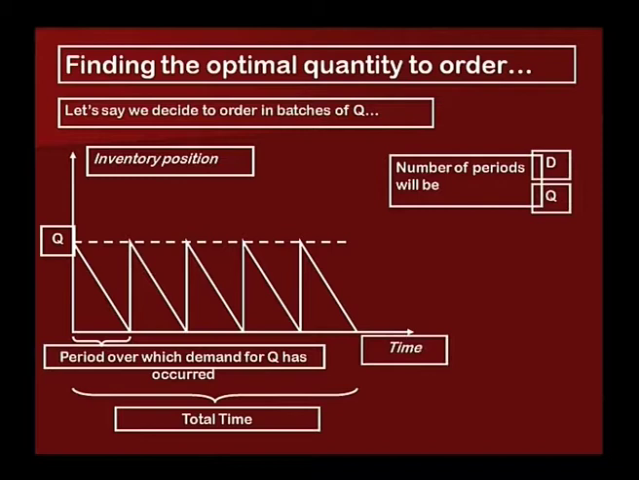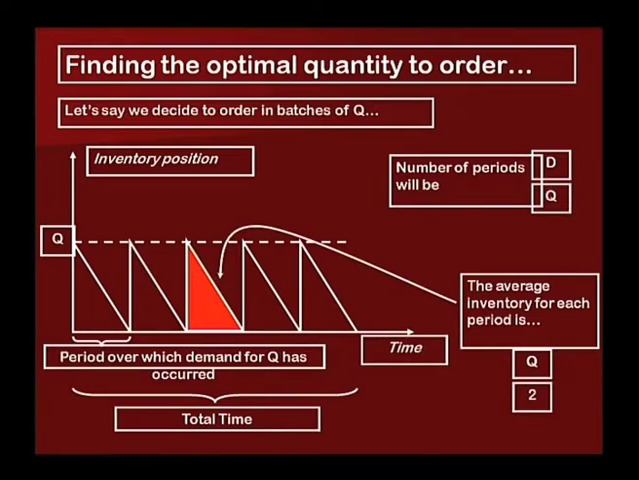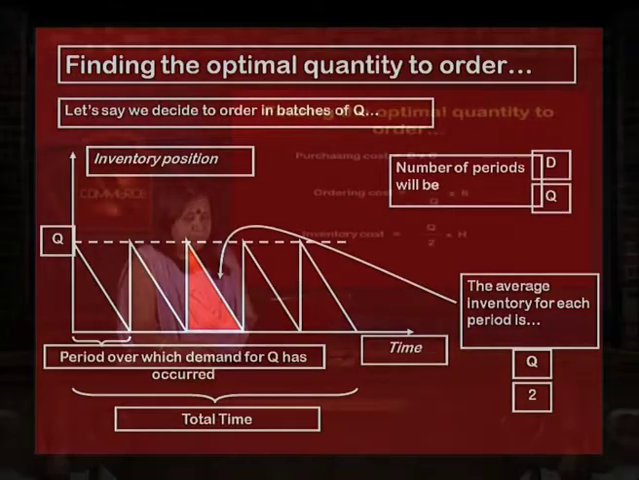On the y axis you have Q, that is the inventory, and on the x axis you have time, that is the period over which demand for Q has occurred. This is the total time involved. Each period is divided and the average is taken, and the inventory will be ordered. The average inventory for each period is Q upon 2, that is we have taken the seasonal kind of demand, which is calculated as Q divided by 2.